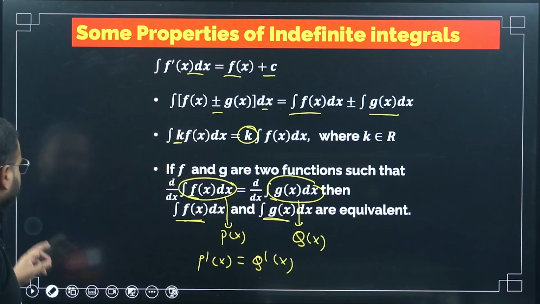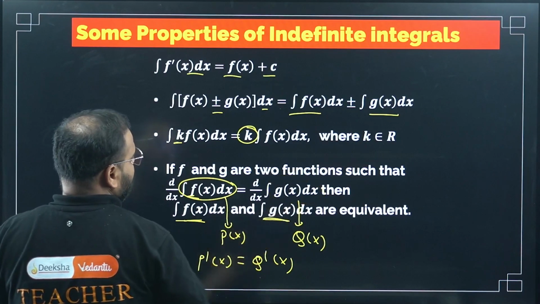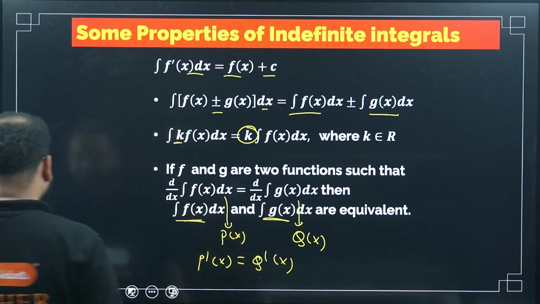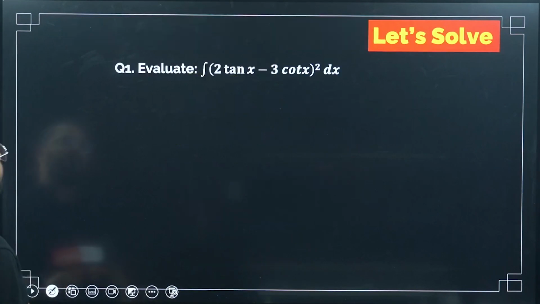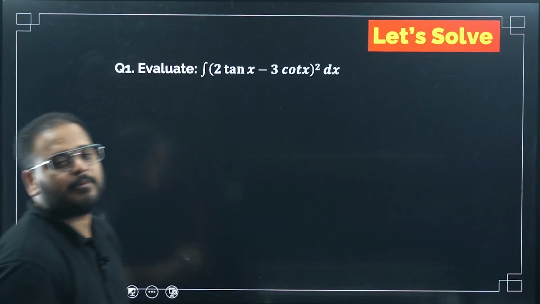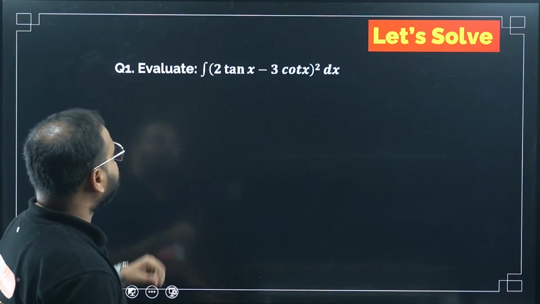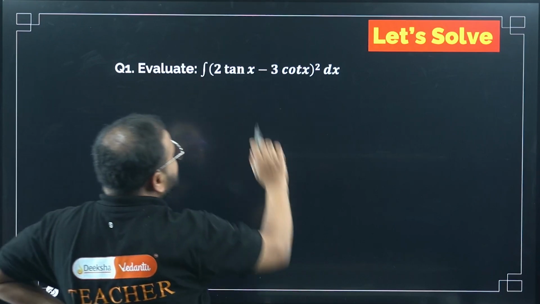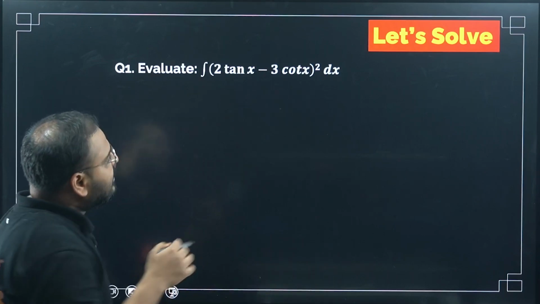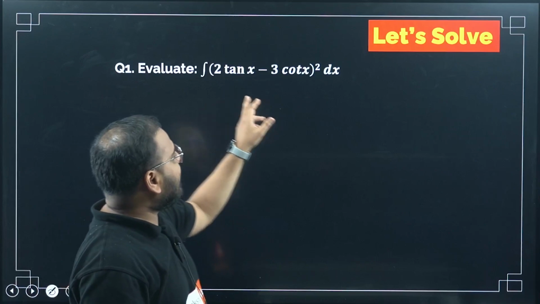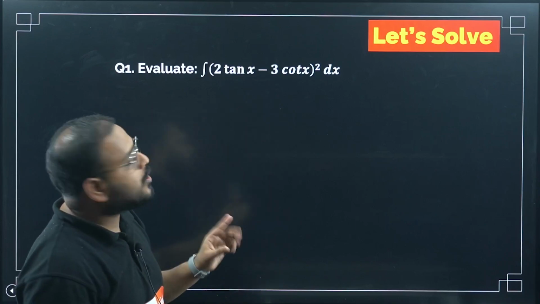Okay, please let me erase this part. Do I have a question coming up? First problem is based upon trigonometry. Let's see how this will work. So I can expand this question: integral of 2 tan x minus 3 cot x, the whole square, with dx.